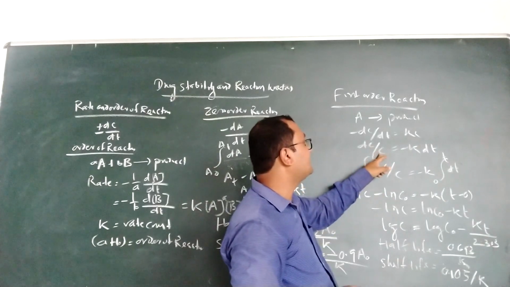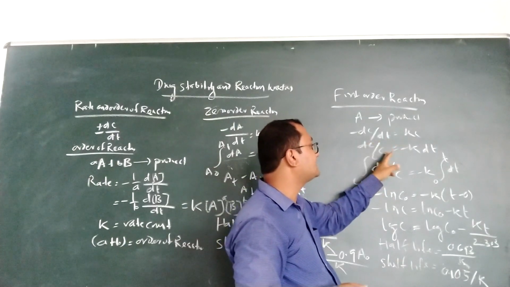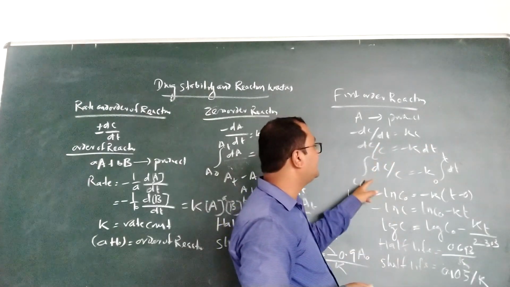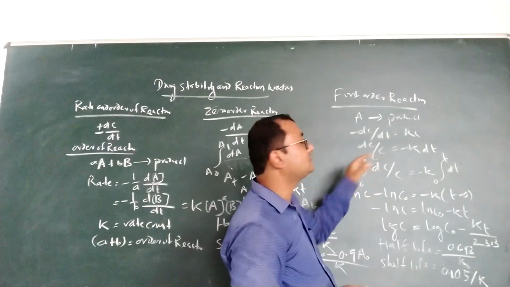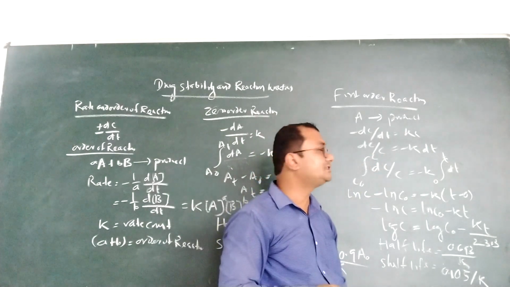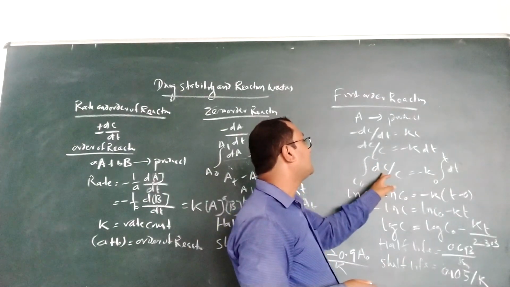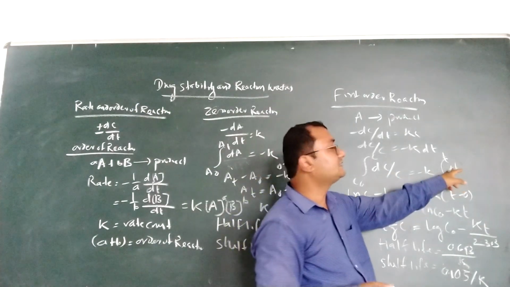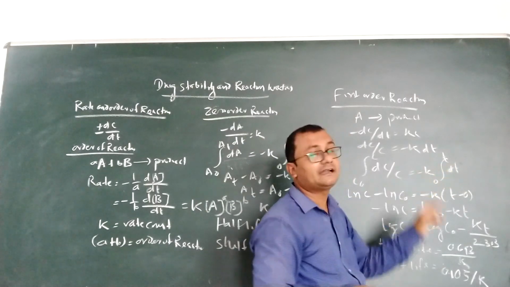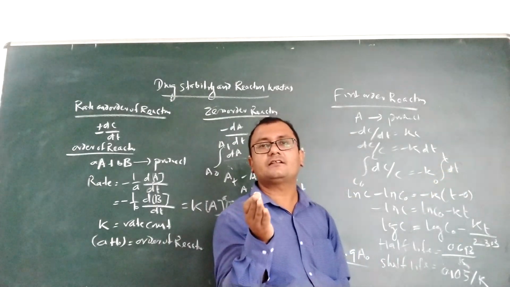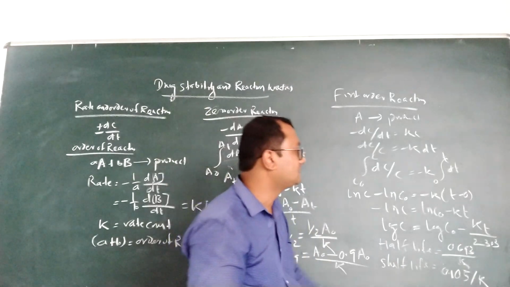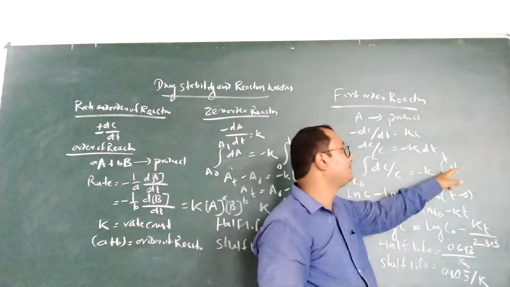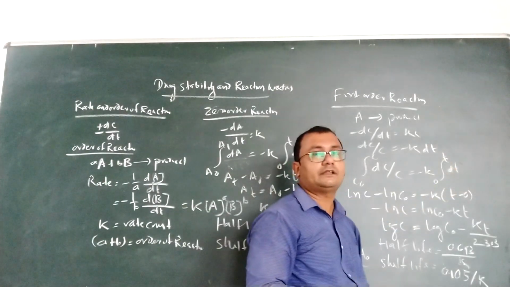If we rearrange, dC by C is equal to minus K dt. Then we integrate, taking C0 to C, of dC by C is equal to minus K times the integration of dt. Why is minus K written outside? Because it is a constant, and we cannot integrate a constant; it remains the same. So we separate the minus K value and integrate the differential of t, taking the limits 0 to t.